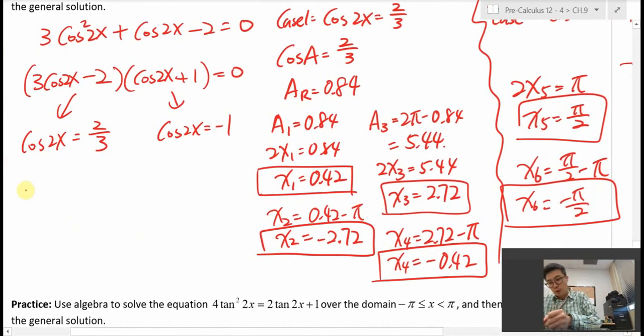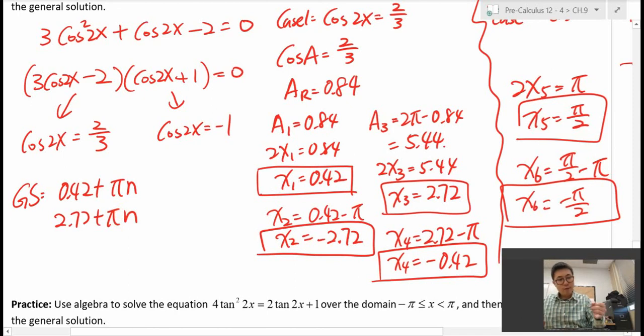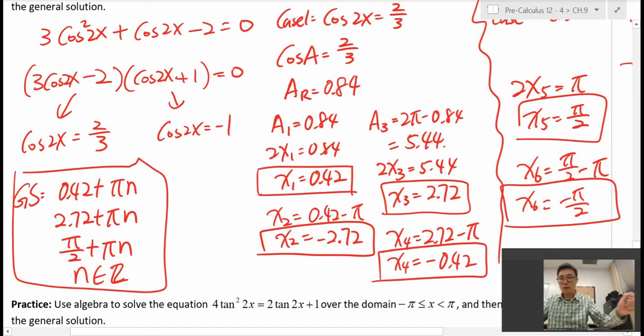And now we need to write the general solution, okay? So we would have 0.42 plus the period times n, and we have the 2.72 plus pi times n, and finally we have pi over 2 plus pi times n. Right? You can see the difference between these two values is also pi. And finally, n is an element of the integers, and that would be your general solutions.